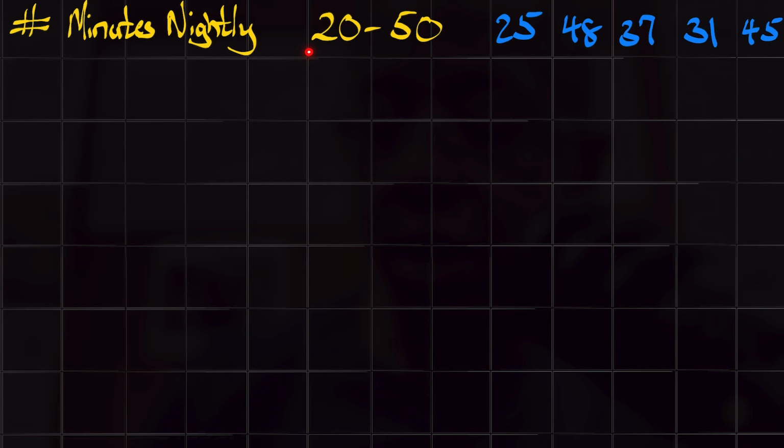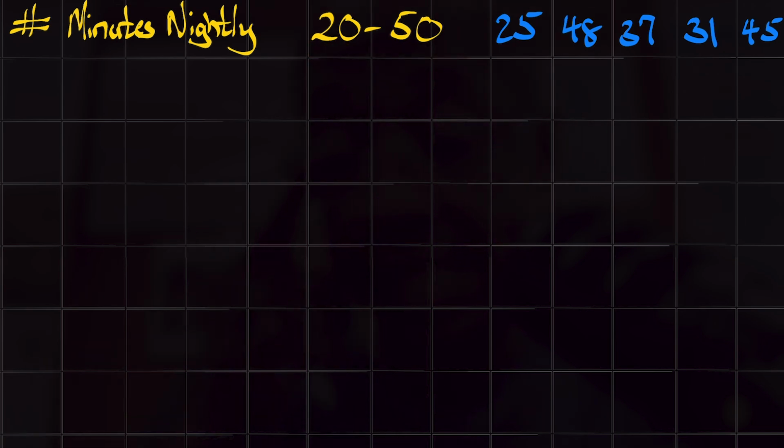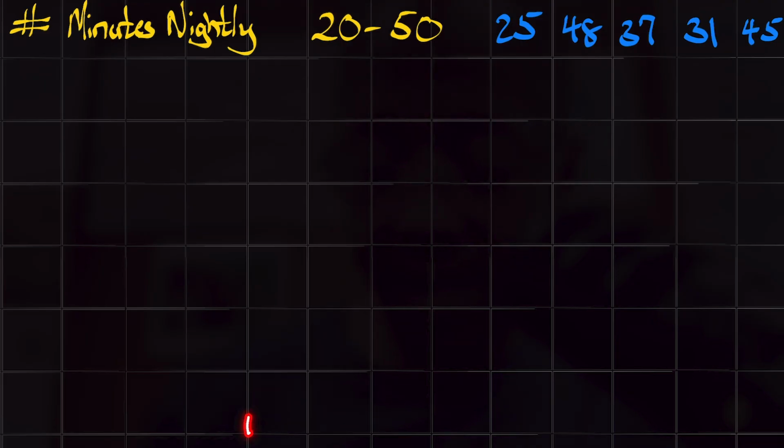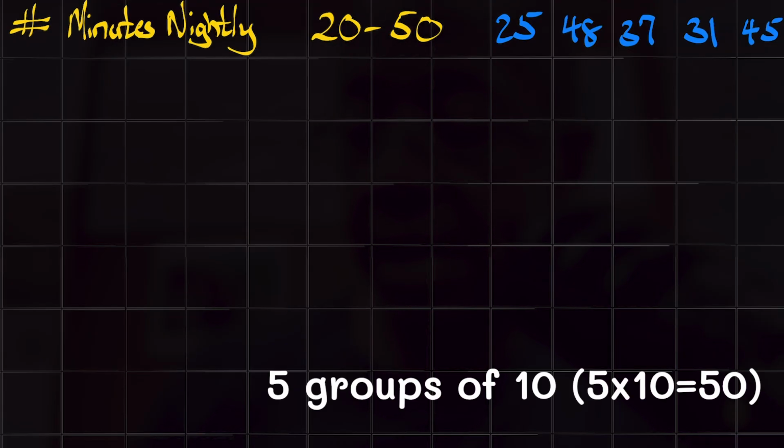Again, as I look at what makes sense, what's the easiest type of number scale that I could use from 20 to 50, I think, well, if I counted by 5s, I would need 10 different intervals. And I don't have space for 10, I have 5, but they are large. I think 5 groups of 10 makes the most sense.